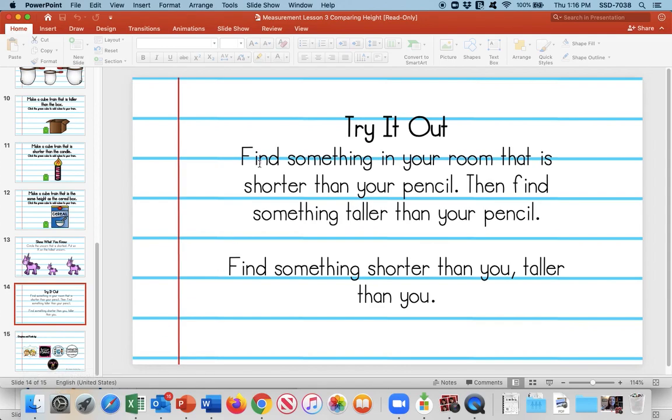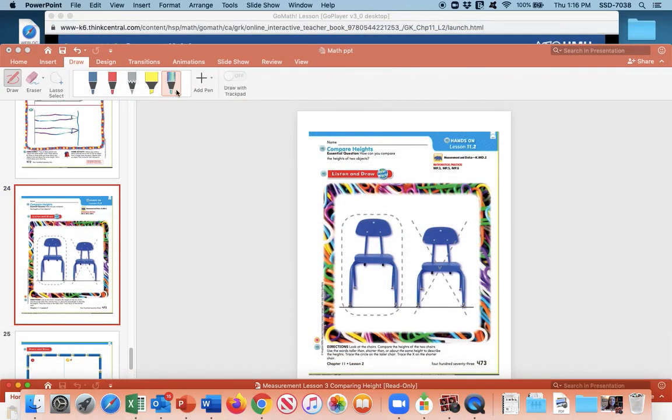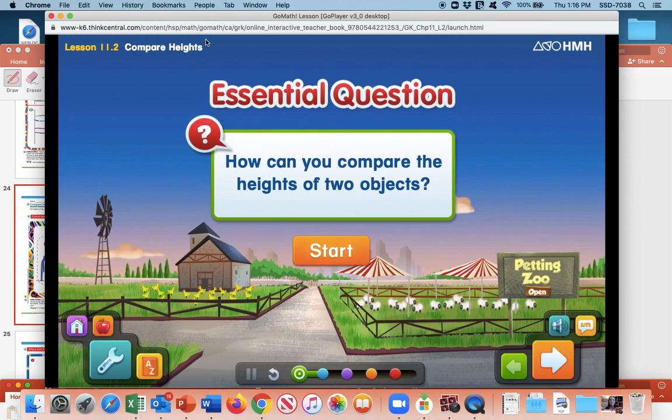And it says that you can find something in your room that is shorter than your pencil, and then you can find something that is taller than your pencil. Also, you might want to try finding something that is shorter than you and maybe something that's taller than you. So that is the end of our PowerPoint. Now we're going to move on to our friend. So how can you compare the heights of two objects?